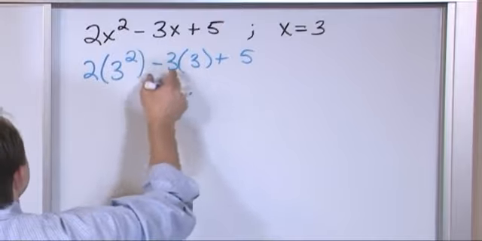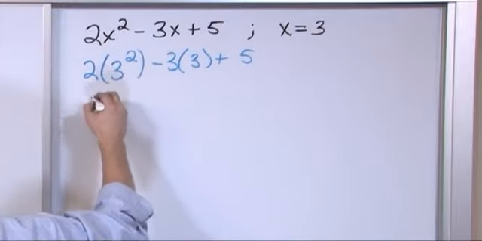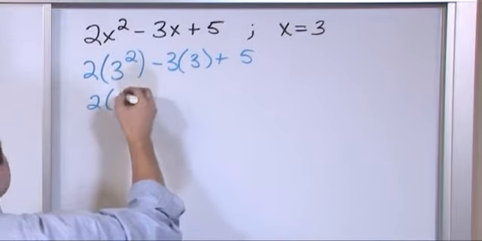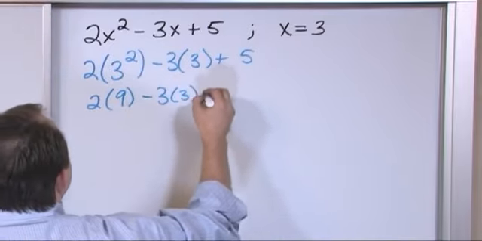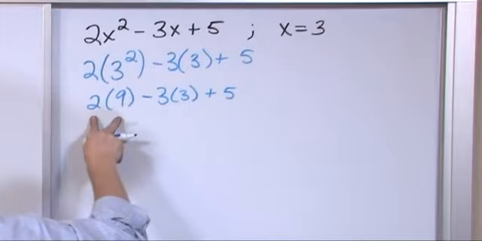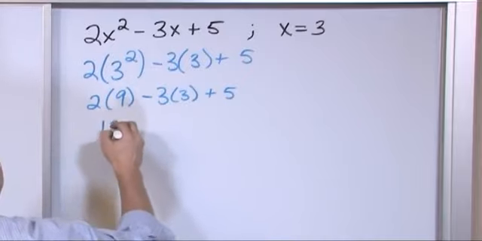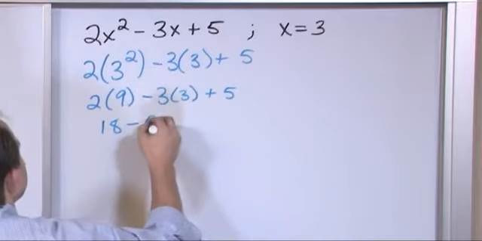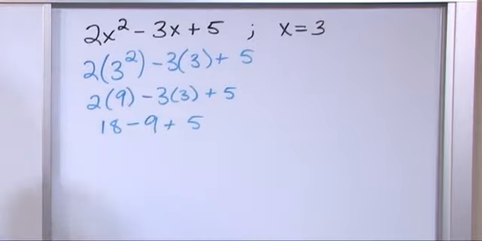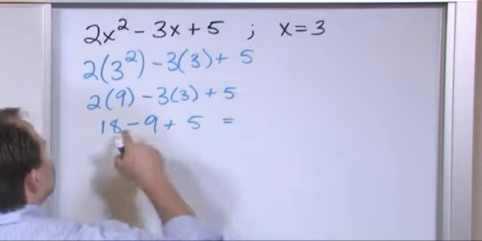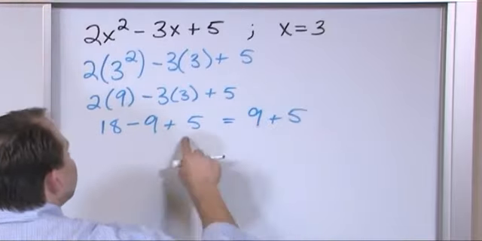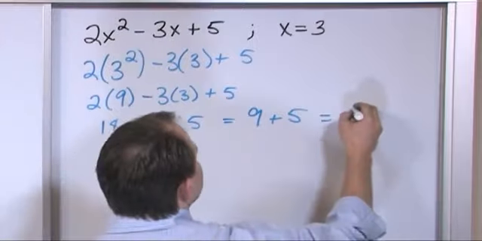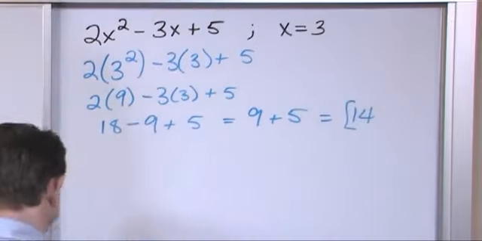The inside of the parentheses is going to come first. I'm going to square this. 2 times 3 times 3 is 9, minus 3 times 3, plus 5. Now I can do my multiplications. 2 times 9 is 18, minus 3 times 3 is 9, plus 5. Now I just do my addition and subtraction from left to right. So 18 minus 9 is going to give me 9. Don't forget the adding of the 5 later. And then I'm going to have 14 as a final answer.